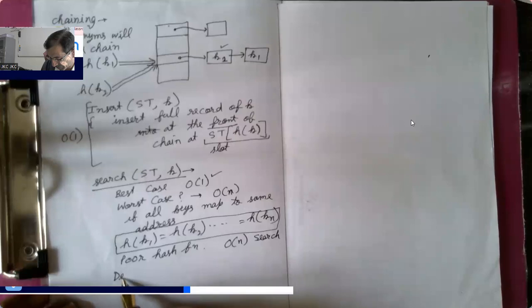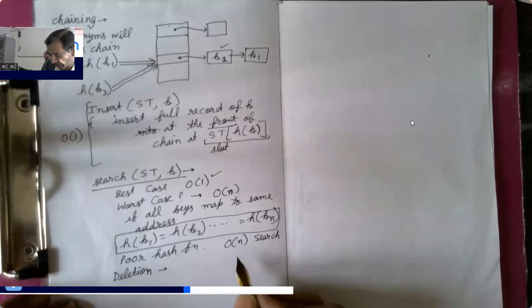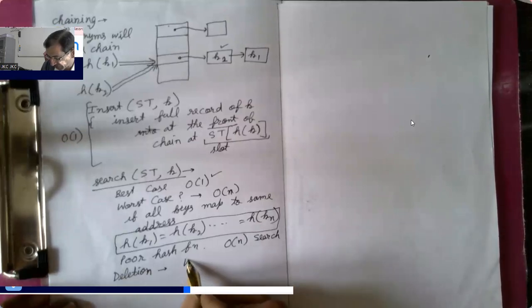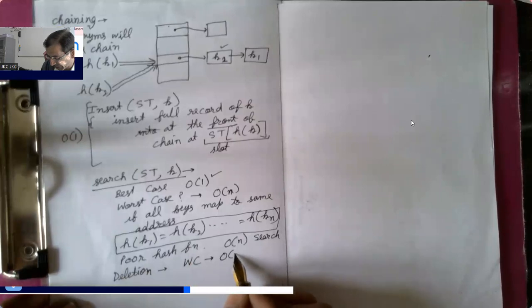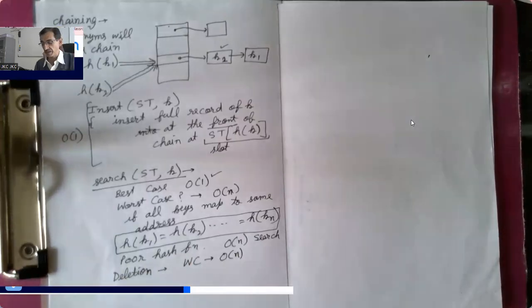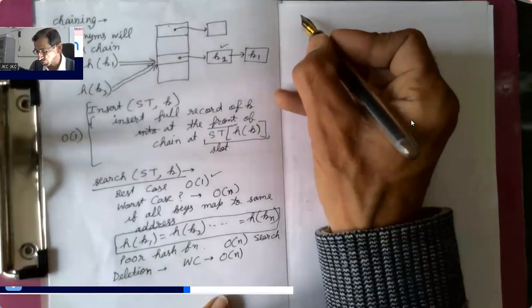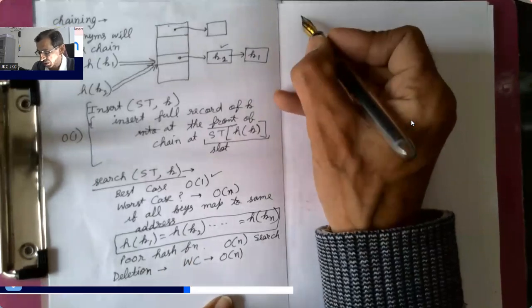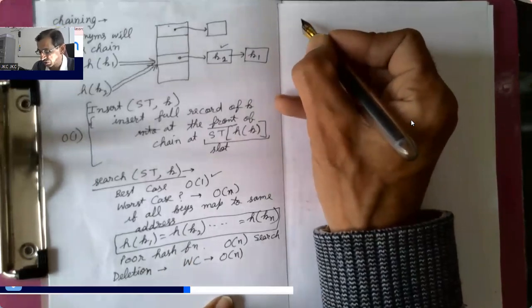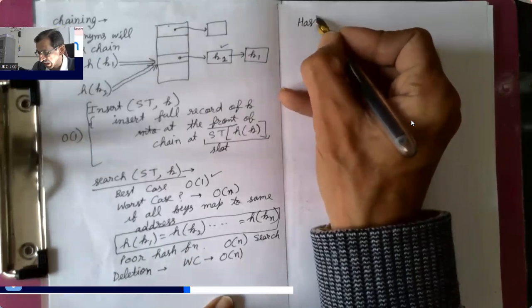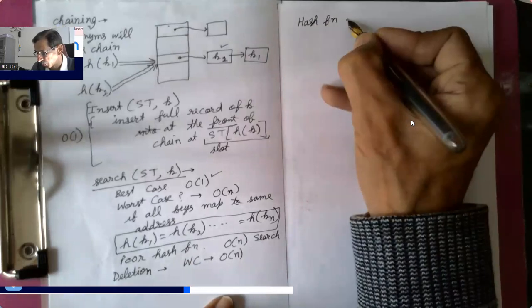Even deletion. Deletion also has to search correspondingly into the full chain. And if the chain is of length n, obviously in the worst case, it will mean order of n. So order of n is never desirable. We should not go towards the worst case. How to do that? How to ensure? That means my hash function must be properly chosen.